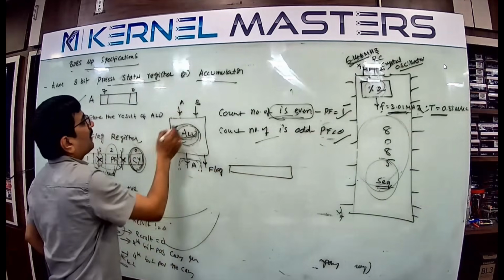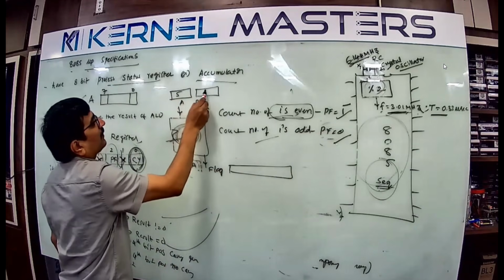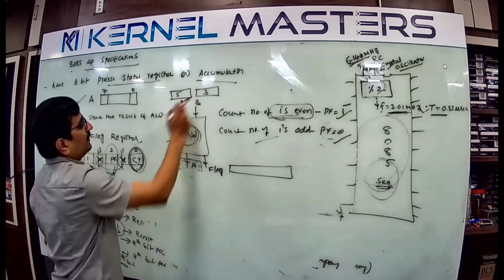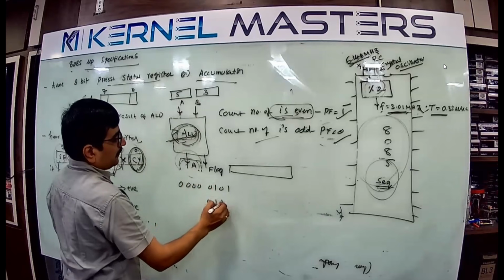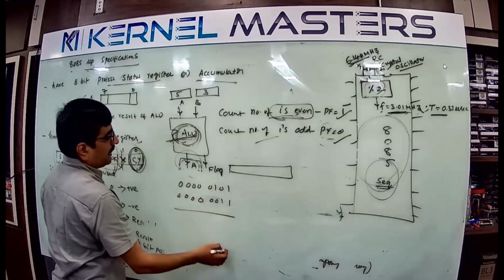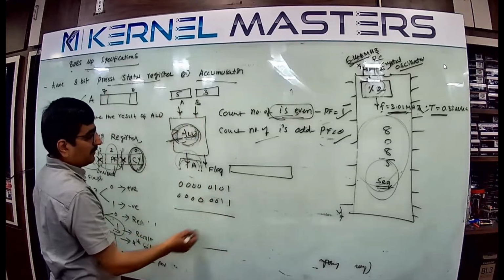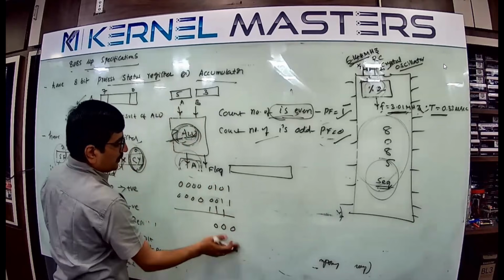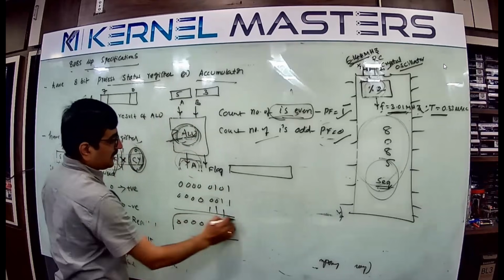For example, A value is 5. B value equals what? 3. A value 5, B value 3, you can perform addition. The ALU input is A and B, and the output is the result. Perform addition: 1 plus 1 is 0 with a carry 1. Next, 0 plus 0 is 0. This is the result.